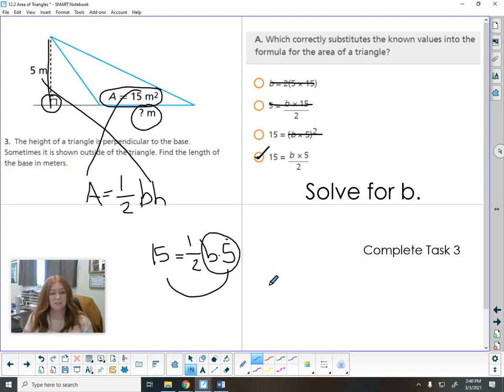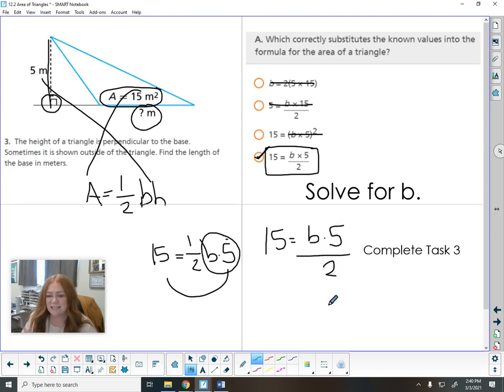Now we want to solve for B. We need to get B all by itself. So let's use this problem here. We have 15 equals B times 5 over 2. We need to get B by itself. We're going to work backwards. The last thing we did was divide by 2, so do the opposite and times by 2. Times by 2 on this side cancels it out. Times by 2 over here, 15 times 2 is 30.